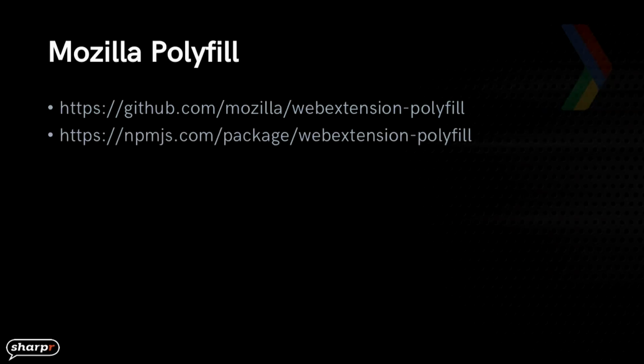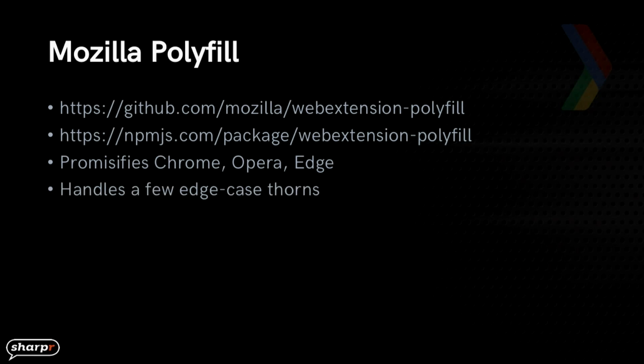What's really nice too is that there's this little polyfill that Mozilla came up with, and you can get it on GitHub or NPM. The spec says that everything is a callback, and Mozilla said, no, that's dumb. So they said, you can give us a callback, but we'll also return a promise. Just like we were talking about promises, Firefox returns promises natively, and the polyfill makes all the functions turn into promises for Chrome, Opera, and Edge. There are a few edge case thorns that it handles as well, but mostly all it does is promisify everything. And it doesn't add any APIs, because you can't really emulate a new feature that's some API they don't have yet.